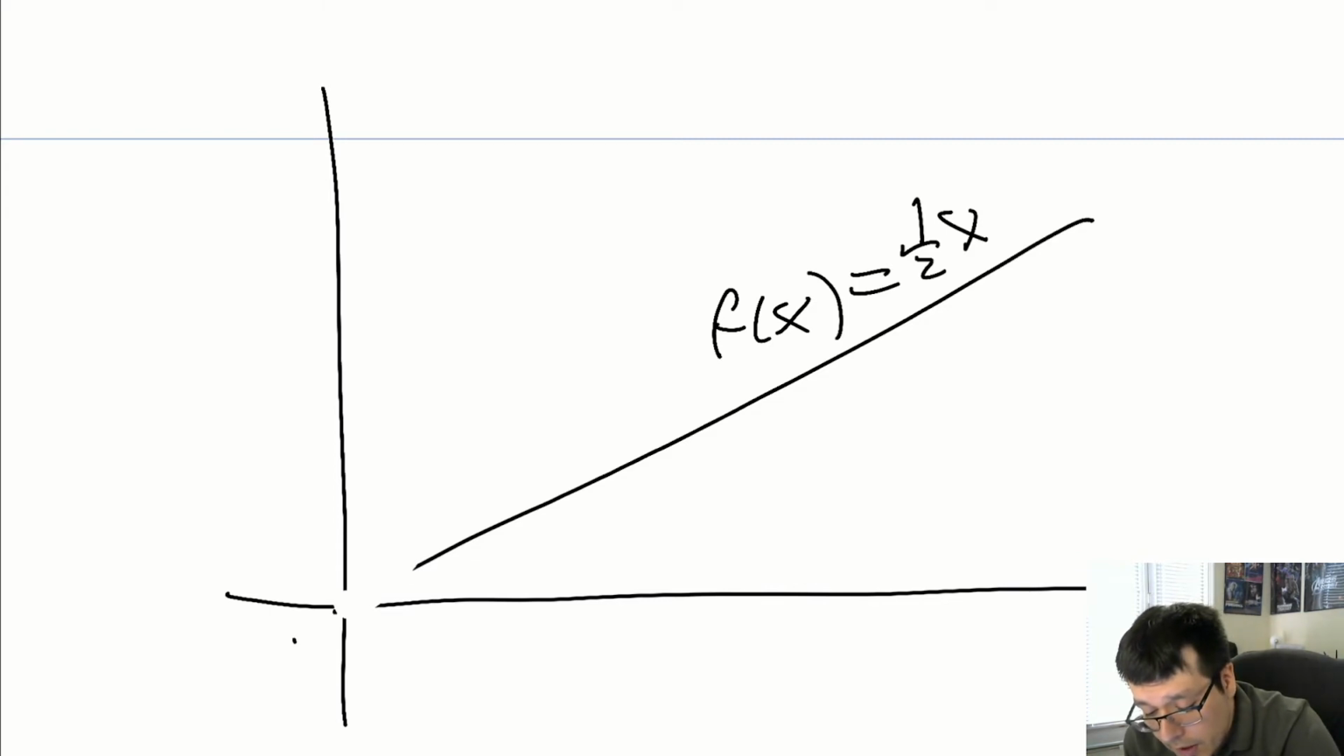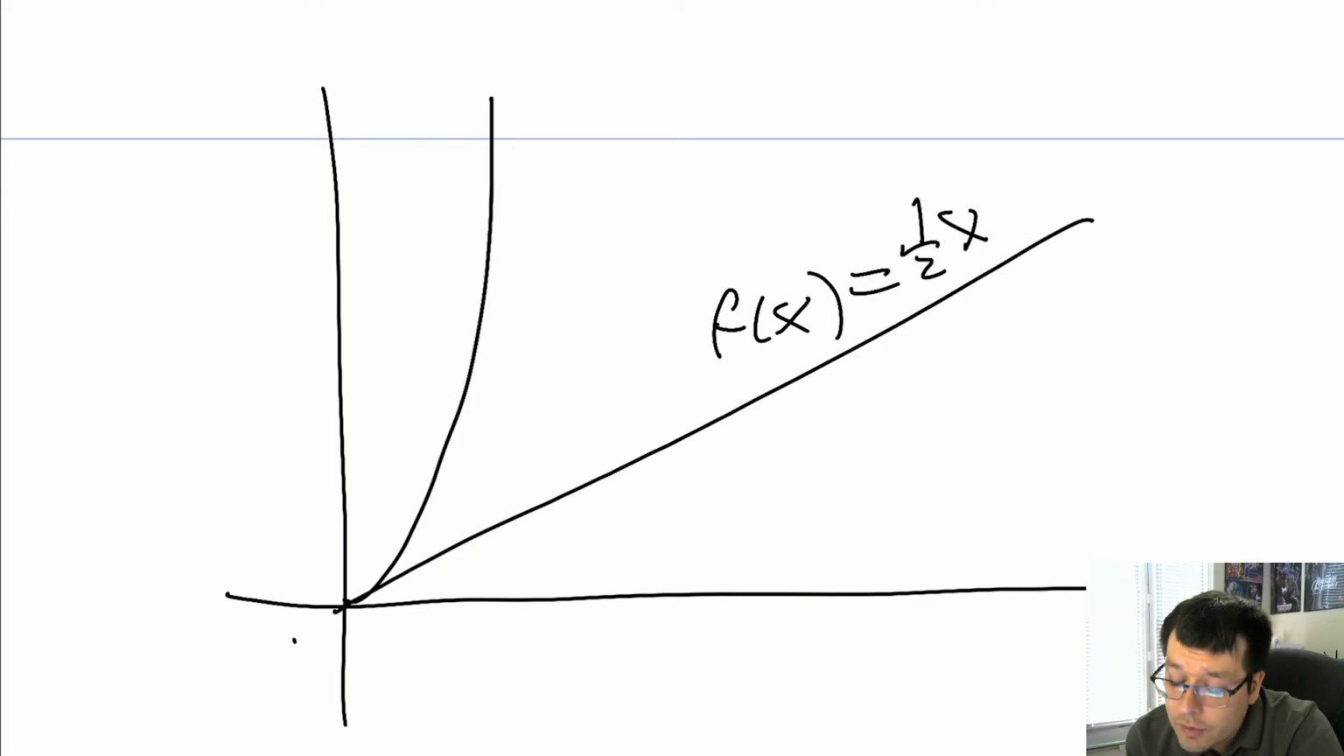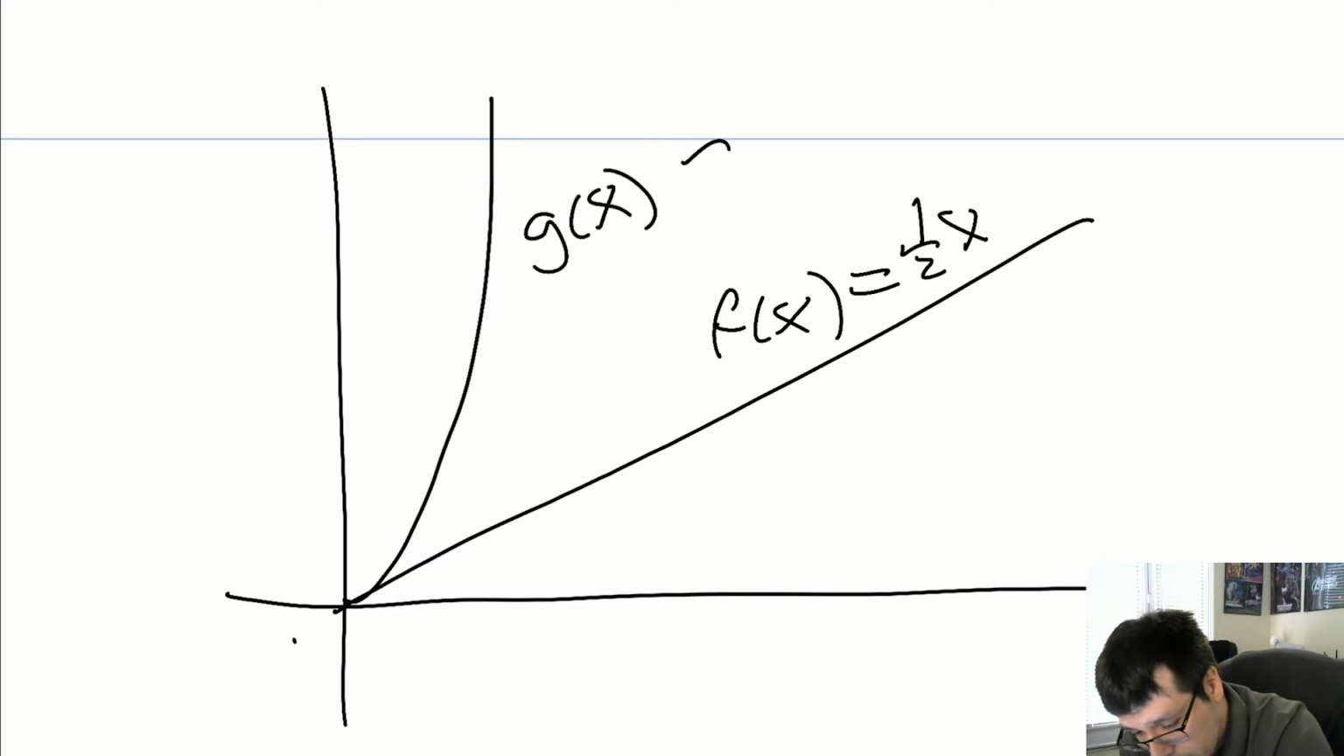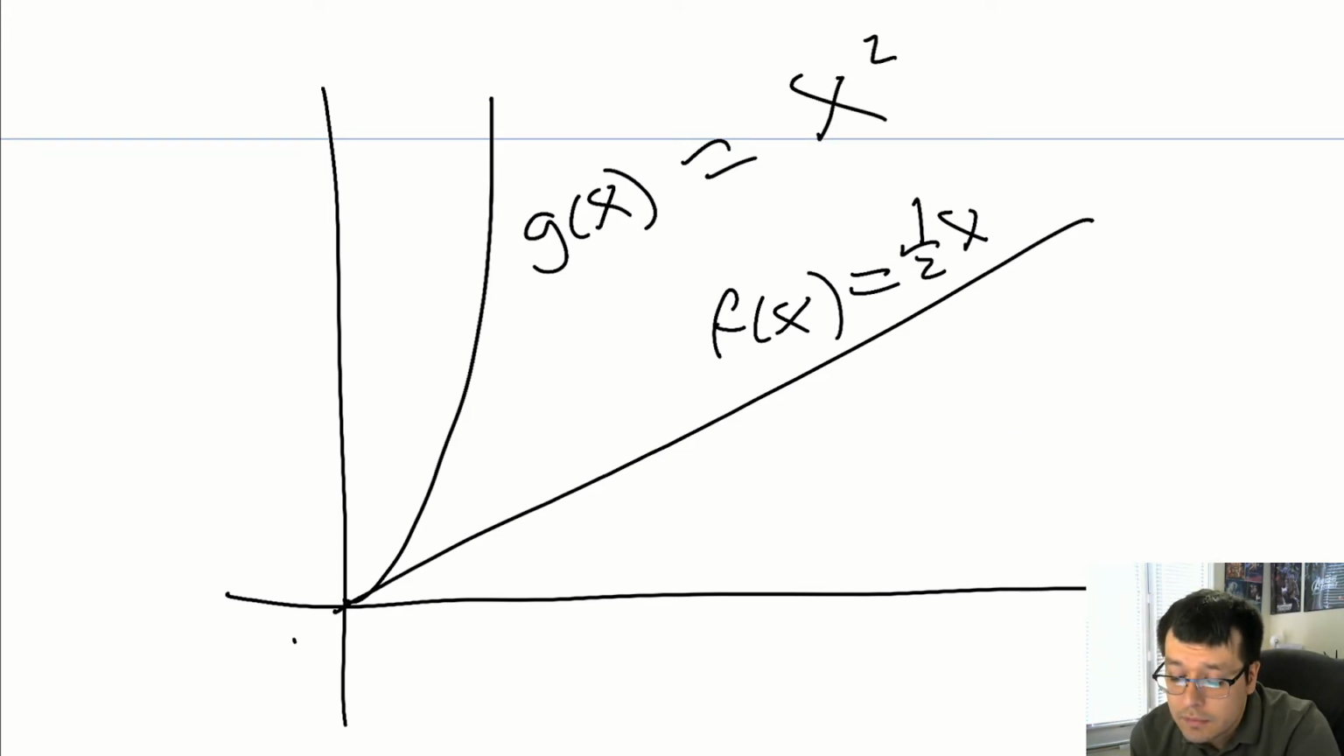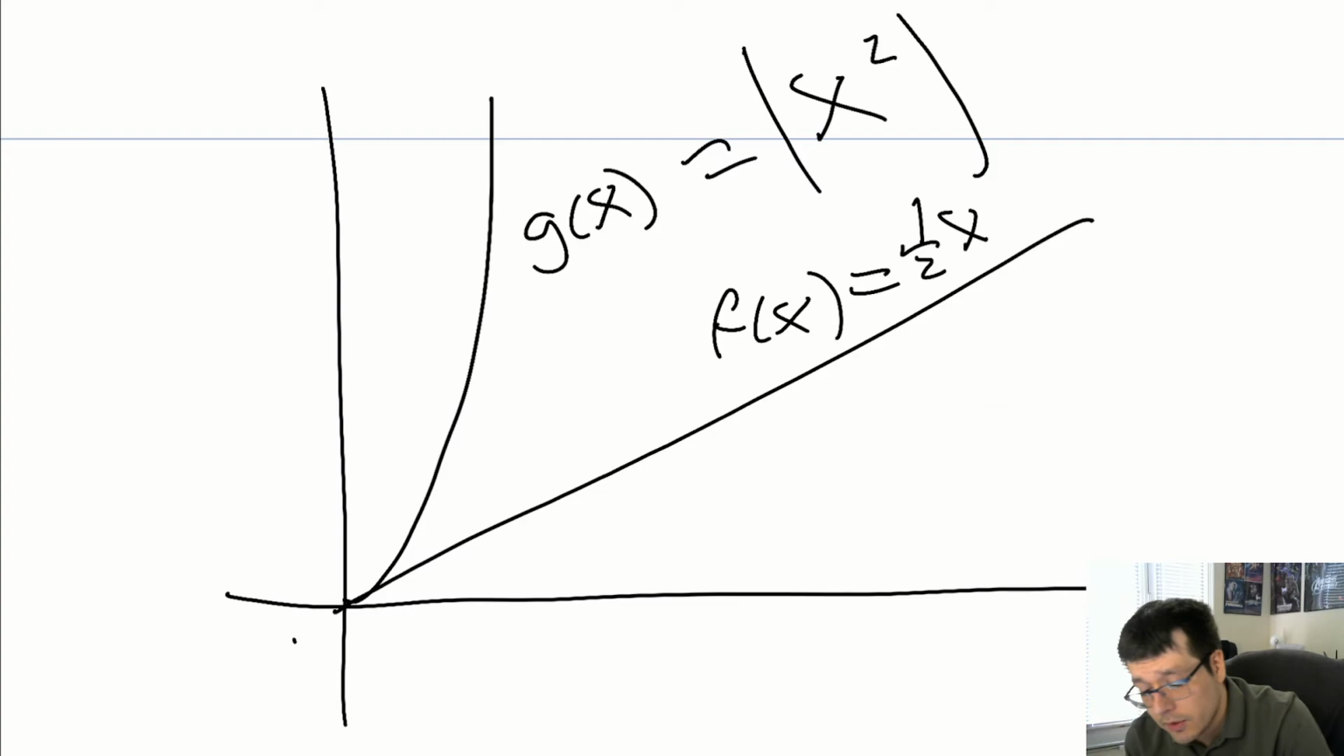However, if you have something like this, what is this one? Let's call this one g of x. That's probably going to be something like x squared, right? And since we're looking only at the positive side, we can put one of those in there. But whatever. For now, just ignore everything other than the positive axis.